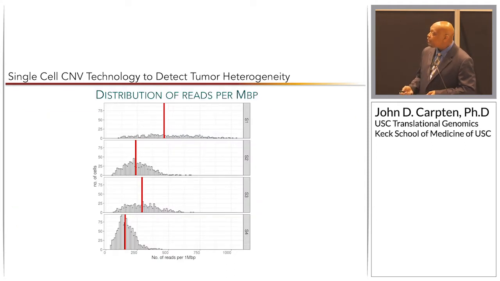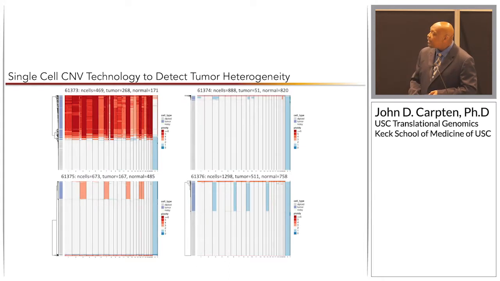So this just depicts a distribution of reads per megabase, looking at the number of reads per megabase on average for the 4 samples. And here are the heat maps for these 4 samples. The stage 3 cancer showed a highly aneuploid picture of its copy number and ploidy. Importantly, we had one tumor that only had 51 tumor cells, and from that we were still able to deduce clonal heterogeneity, which to me is an incredibly powerful aspect of this technology.